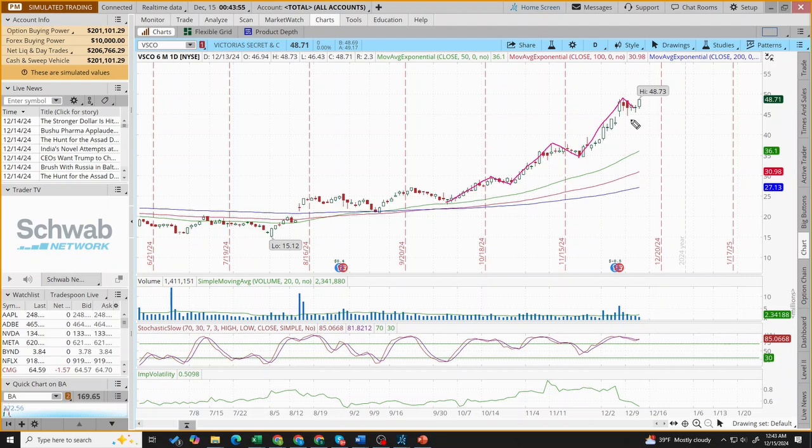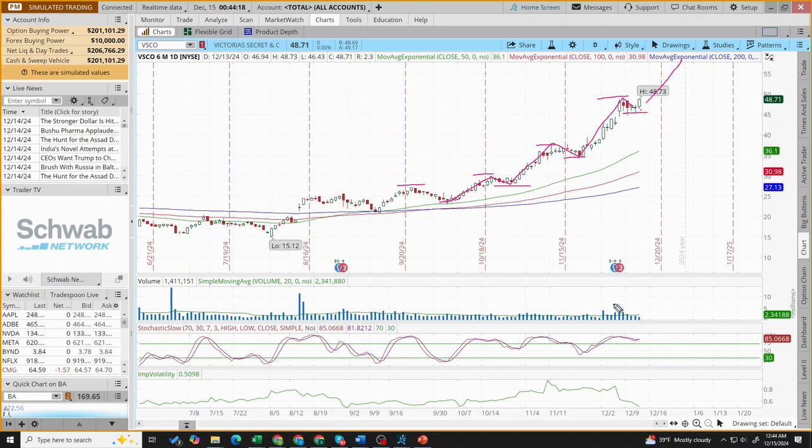What helps establish trends? Support and resistance. Those are the peaks and the troughs. So I have resistance, support, resistance, support, resistance, support, resistance, support. What are we looking for? Acceleration.